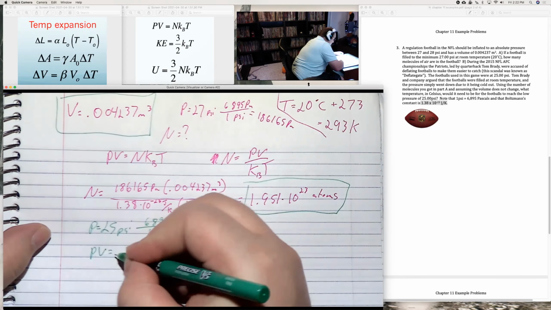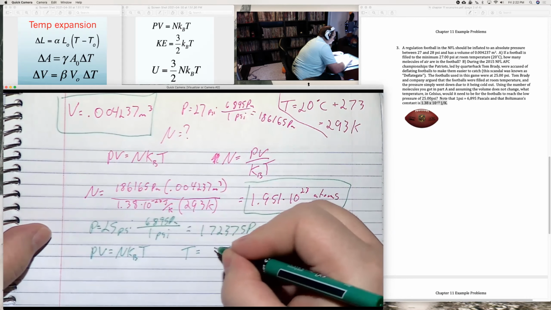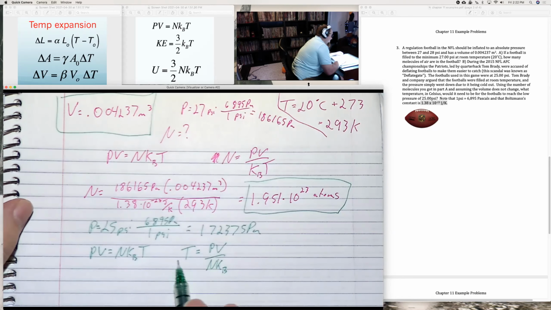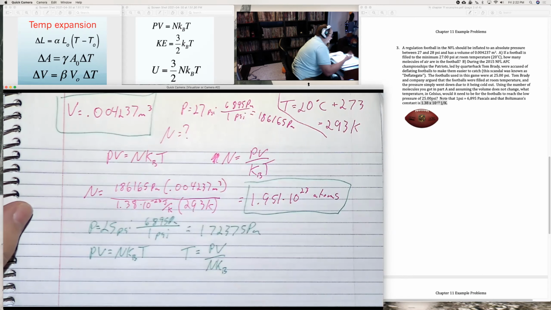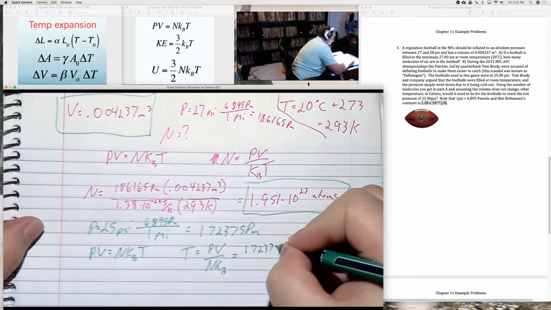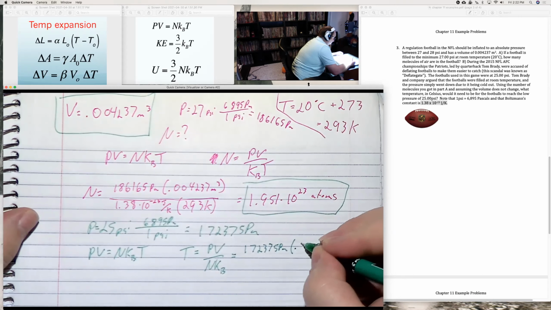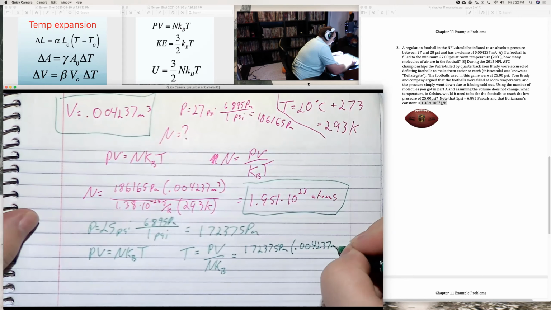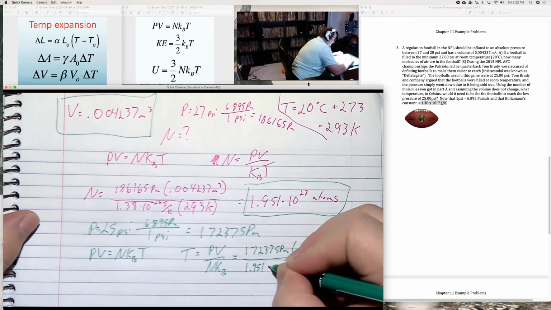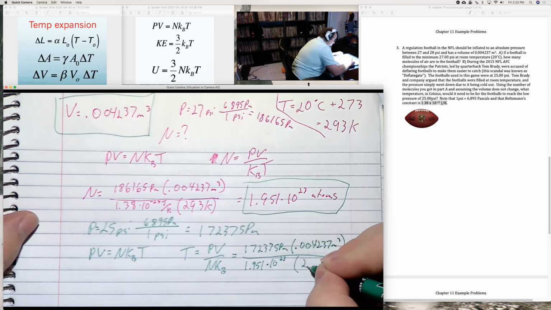I'll say PV equals NkT. Divide both sides by Nk and say my temperature must be PV over Nk. If the temperature outside is whatever I get, then this would be a logical answer. So the pressure was 172,375 pascals. That's the pressure the balls actually were at. They still had a volume of 0.004237 meters cubed. And they still have the same amount of air in them because we're claiming they were filled to 27 psi at room temperature.